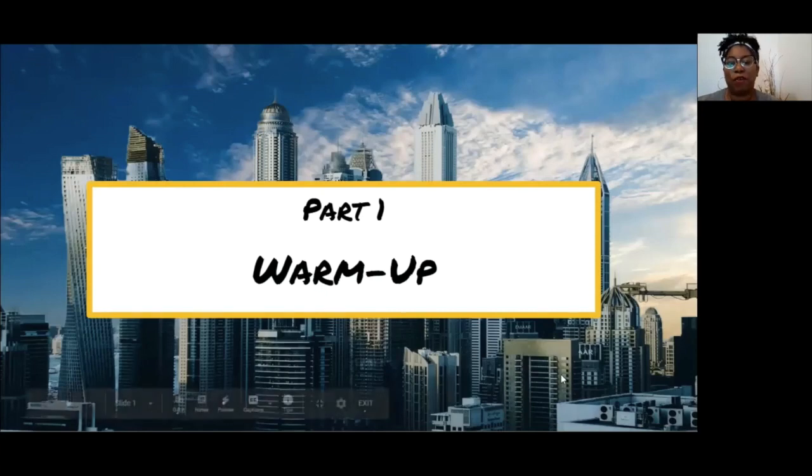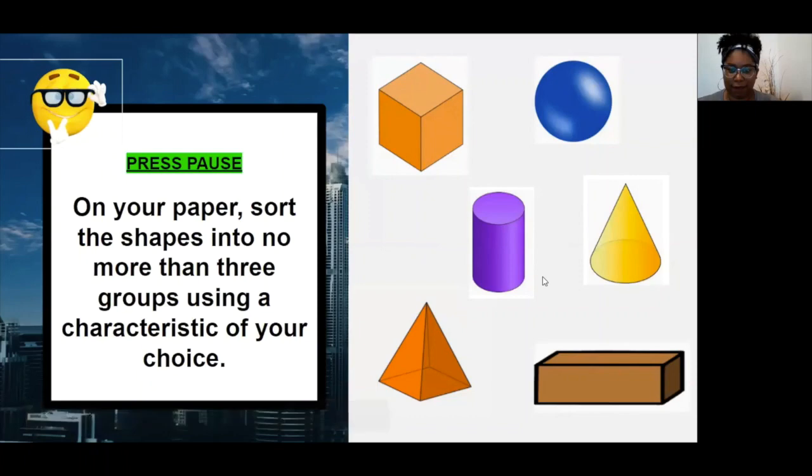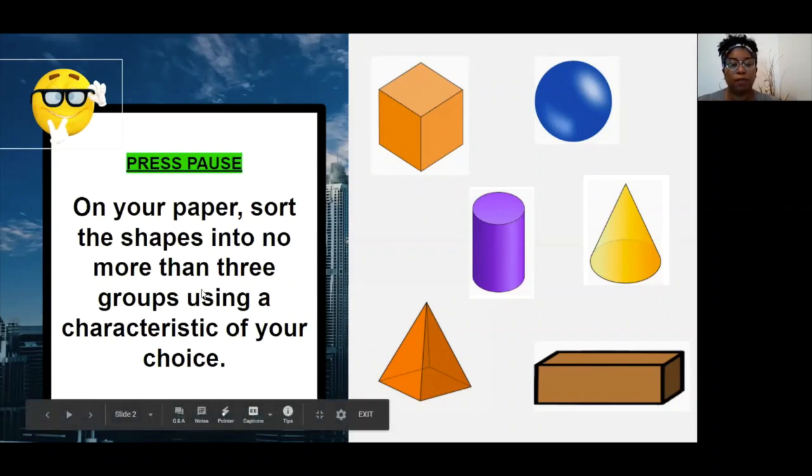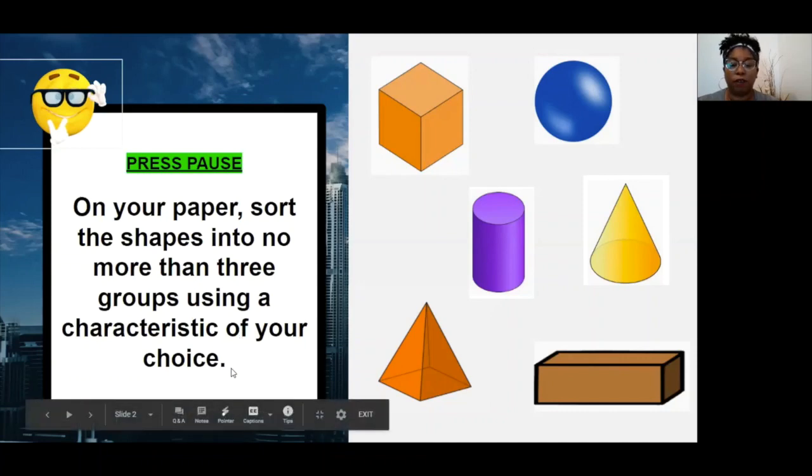So here's what I would like for you to do. Take a look at the shapes pictured here on the right, okay? What do you see? And how do you see them? All right, so on your paper, sort the shapes into no more than 3 groups using a characteristic of your own choice. Take a moment to think about that.